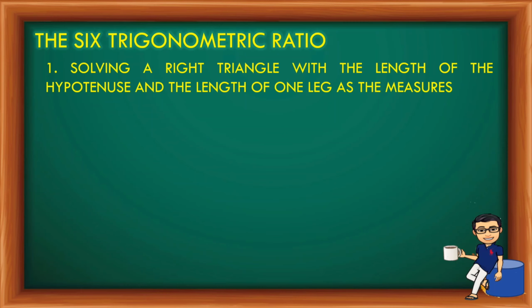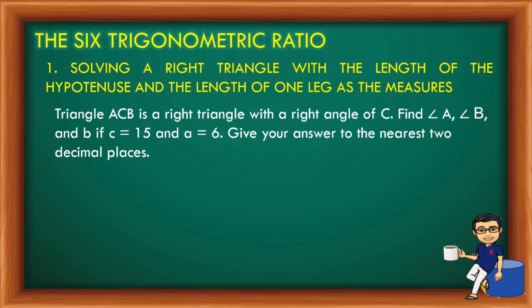The first condition is solving a right triangle with the length of the hypotenuse and the length of one leg as the measures. Let us work on this problem. Triangle ABC is a right triangle with a right angle at C. Find angle A, angle B, and side b if c is equal to 15 and a is equal to 6. Give your answer to the nearest 2 decimal places.